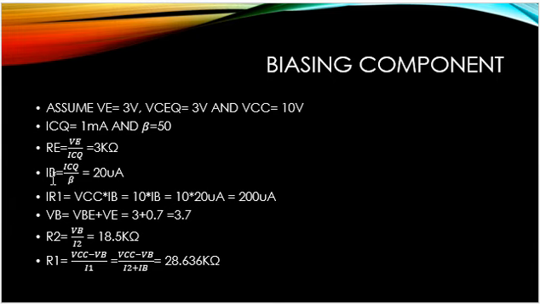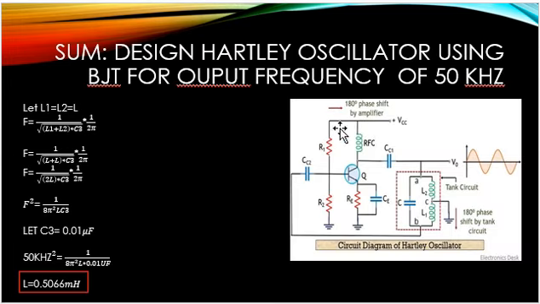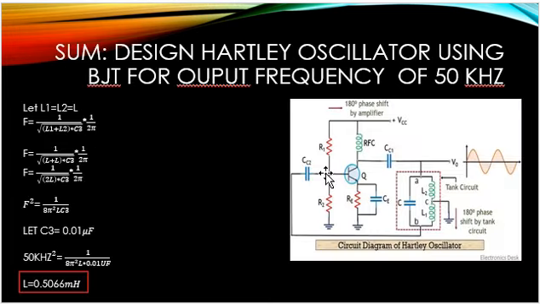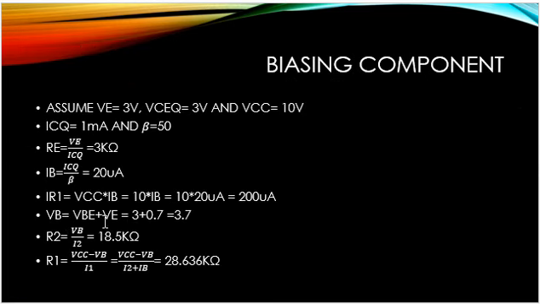Next is IB, the current across the base. It is ICQ upon beta, since ICQ is equal to beta IB. So according to the formula, we get the value of IB also. Next, the current flowing across the resistance R1 is found using the voltage VCC and the resistance, and this gives the value of IR1. VB is the voltage across the base terminal. VB is nothing but VBE plus VE, so it is 3 plus 0.7, that is 3.7.